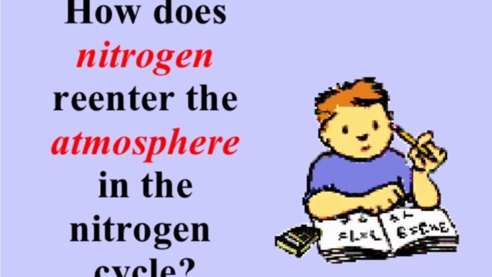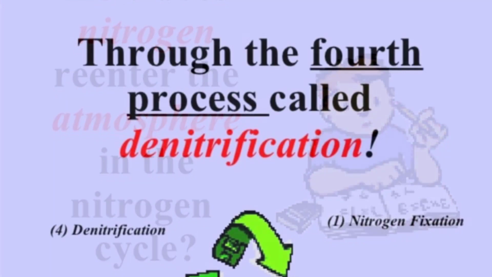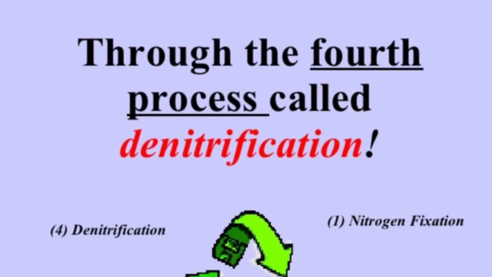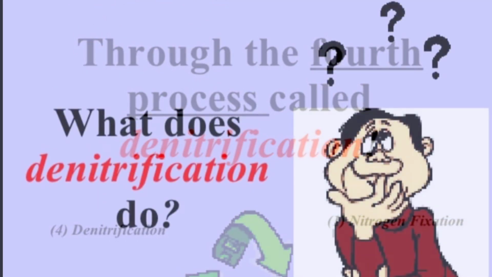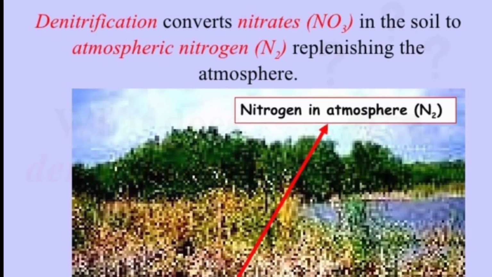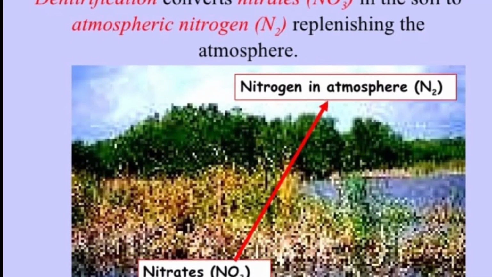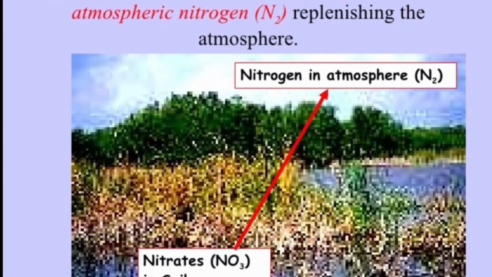How does nitrogen re-enter the atmosphere in the nitrogen cycle? Through the fourth process called denitrification. What does denitrification do? Denitrification converts nitrates in the soil to atmospheric nitrogen, replenishing the atmosphere.